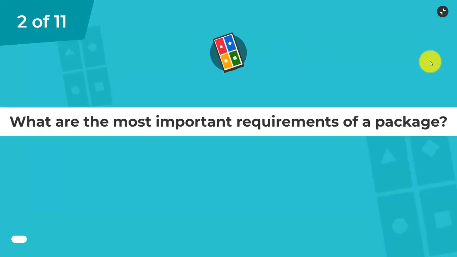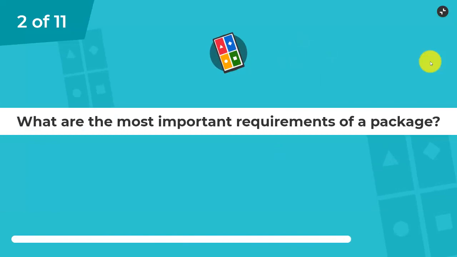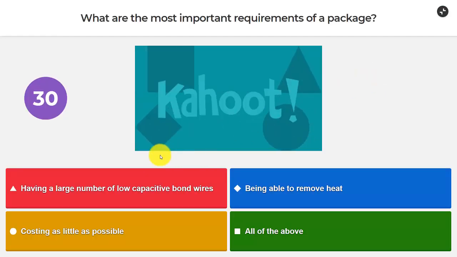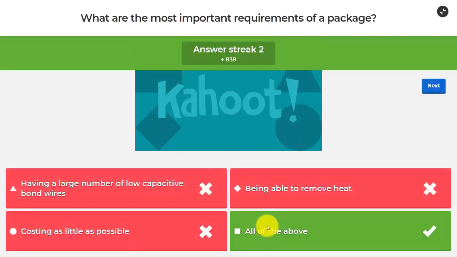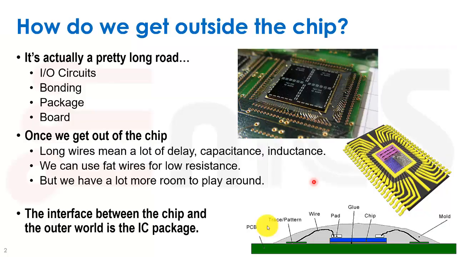Question 2. What are the most important requirements of a package? Having a large number of low capacitive wire bonds, being able to remove heat, costing as little as possible, or maybe it's all of the above. So let's go back and see why.